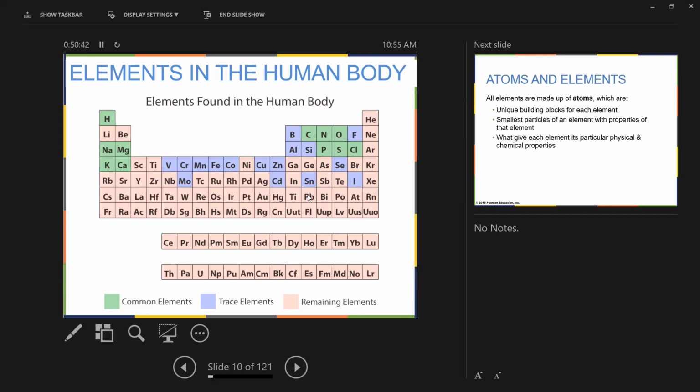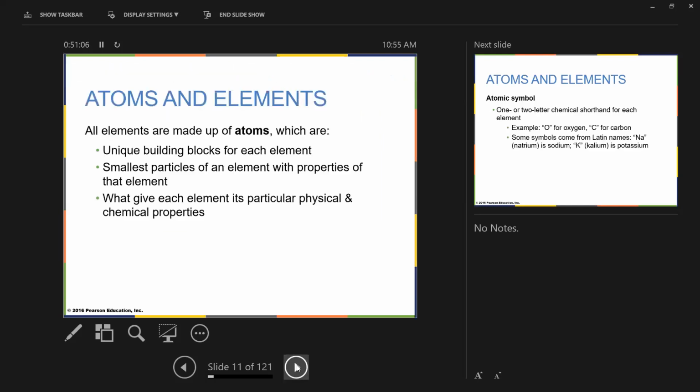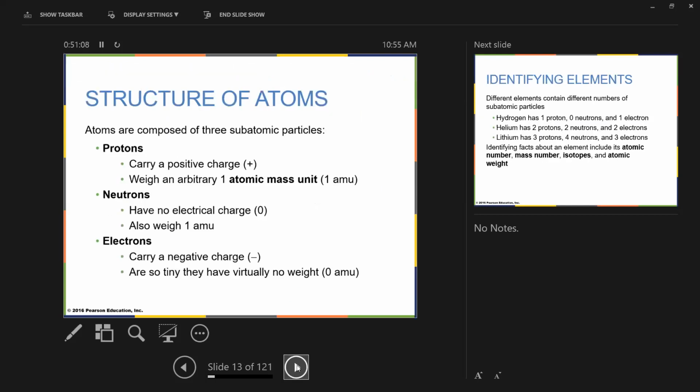The ones that we use the most, the ones that are the most important to us are going to be sodium and potassium, as well as the big four. Sodium and potassium and calcium. Calcium is easy, Ca makes sense. But you'll get used to sodium and potassium, Na and K.